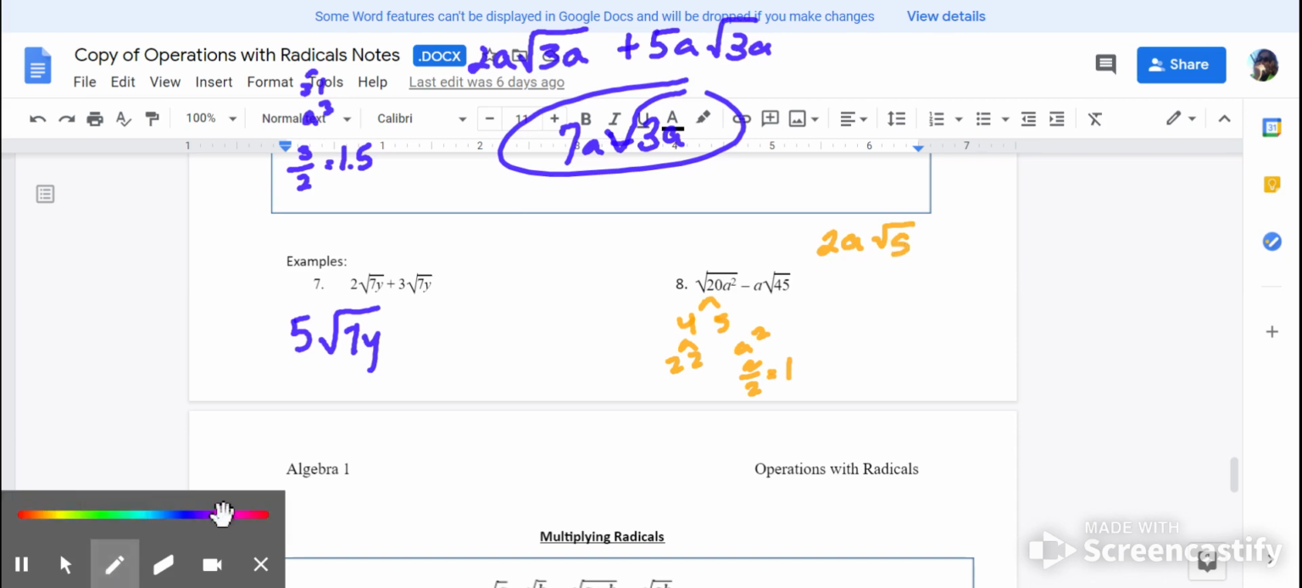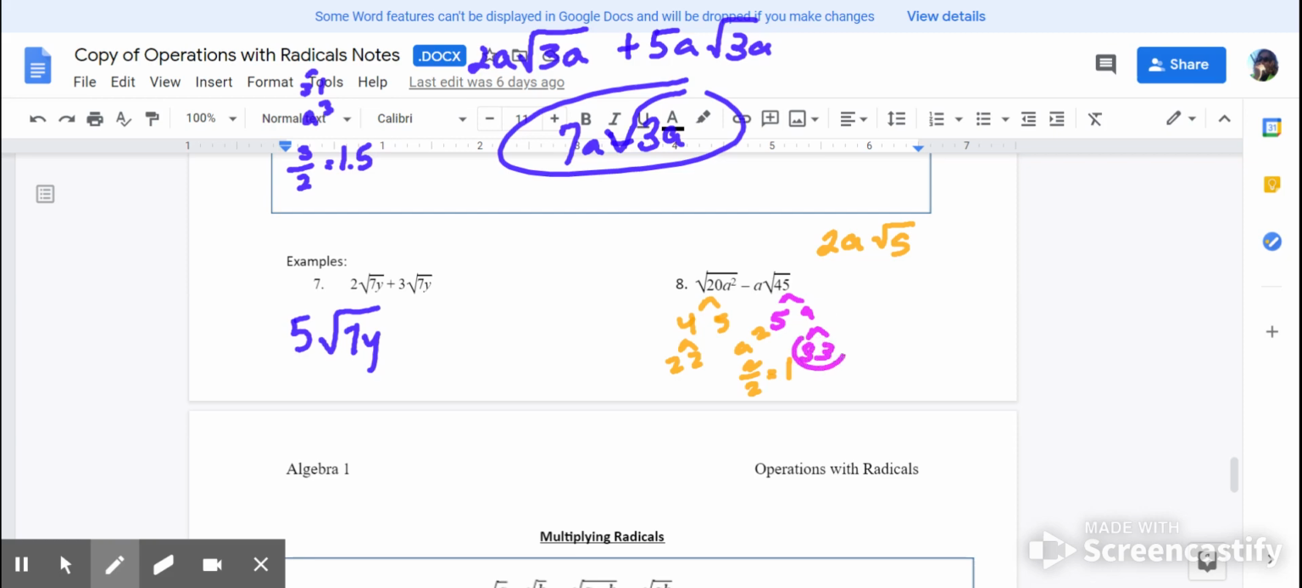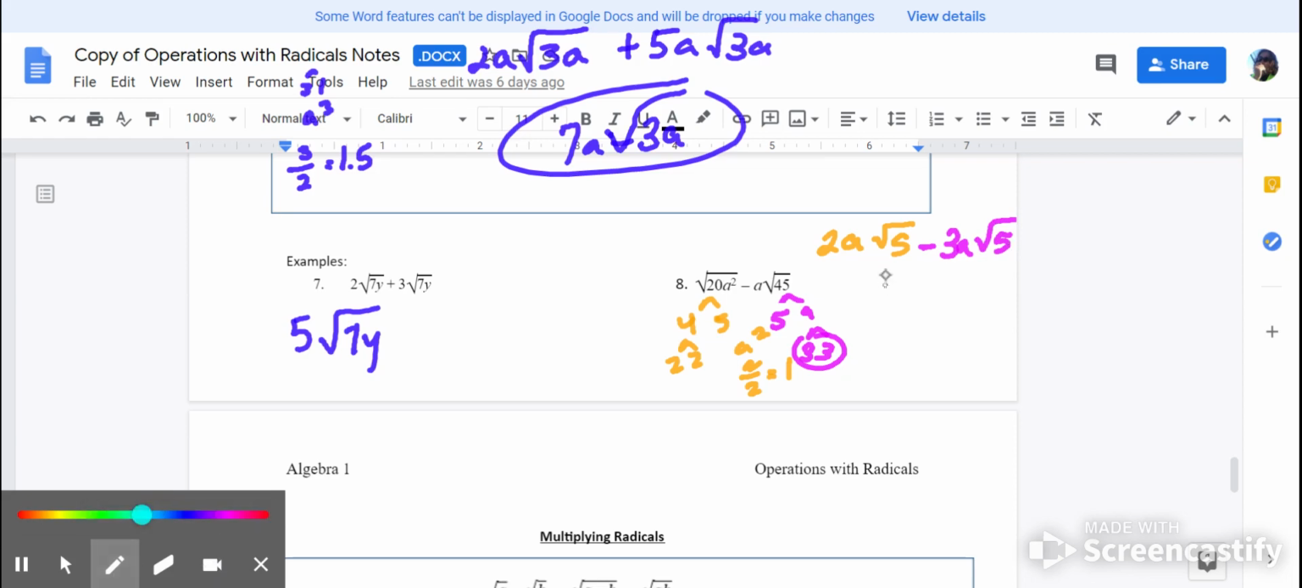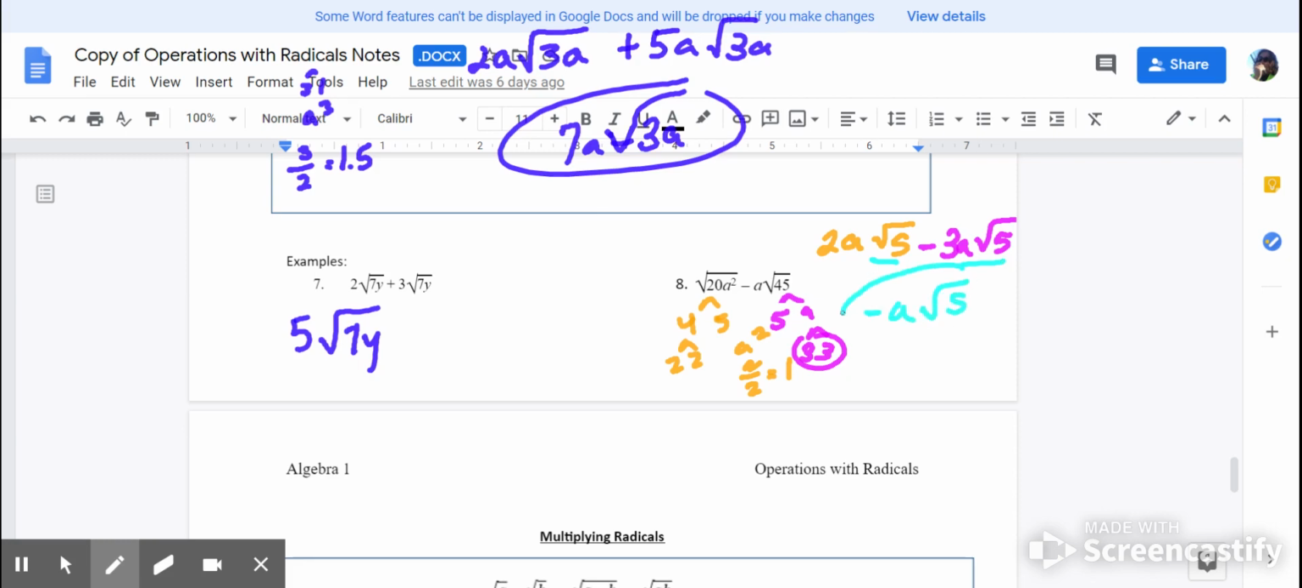Now I want to make sure that I simplify the 45. Notice there are no a's on the inside, so I just need to simplify the number 45, which will give me, now subtracting, you had an a on the outside, 3a on the square root of 5. As we get to this step, we can see that we have two values that are the same. So 2a minus 3a is just a negative a. That's going to be on the square root of 5.